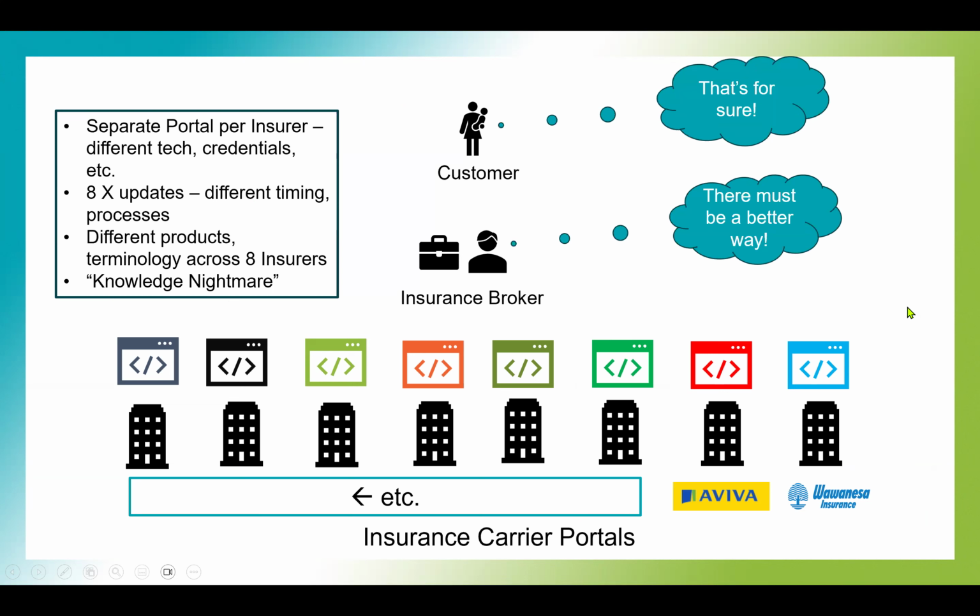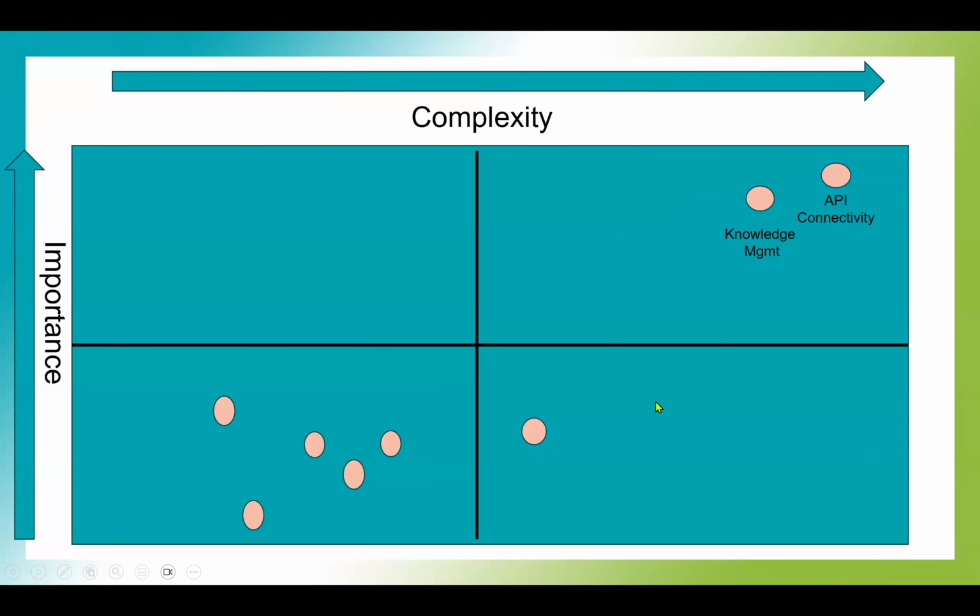So brokers said there must be a better way, and customers, I think, would agree with them. So what we did was we took all of the issues that came up that day, all of the opportunities, I should say, where there were problems, and we mapped them onto this 2x2 grid of importance versus complexity. And these 2, which I just mentioned, knowledge management and API connectivity, ended up being the most complex, but the most important. So we said, let's take a look at these 2.